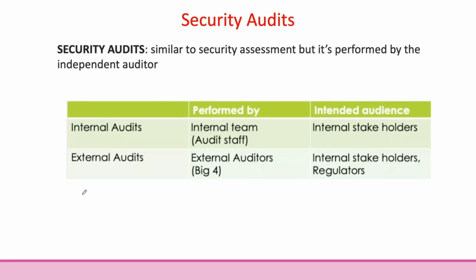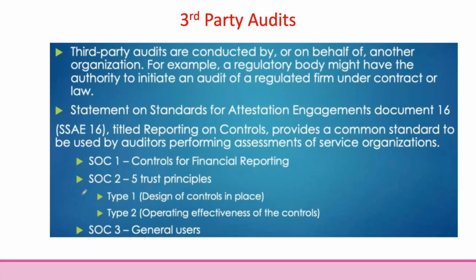Then you also have certain audits which are conducted on behalf of the organization, which we call third party audits. So these are normally conducted for the assurance to be given to the regulatory body. So the regulatory body can order the audit. They can initiate this audit under the contract, under the law, to get that assurance that this organization is functioning the way it should be. Okay.